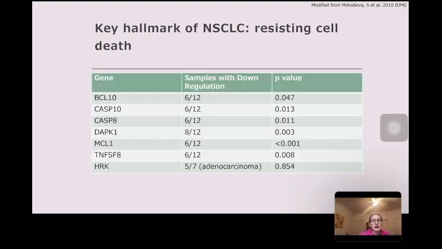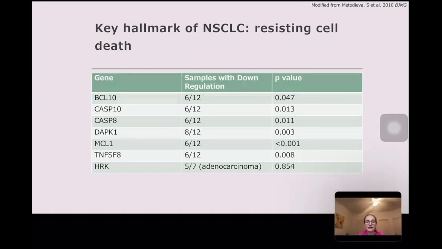Now to talk about the hallmarks. One of the key hallmarks of cancer that we know is resisting cell death or apoptosis, and that is something that happens a lot in this cancer. So this study took 12 patients with non-small cell lung cancer, most of them being in stage 1, and 8 controls, and they underwent a lobectomy of tumor tissue, and they measured the gene expressions.